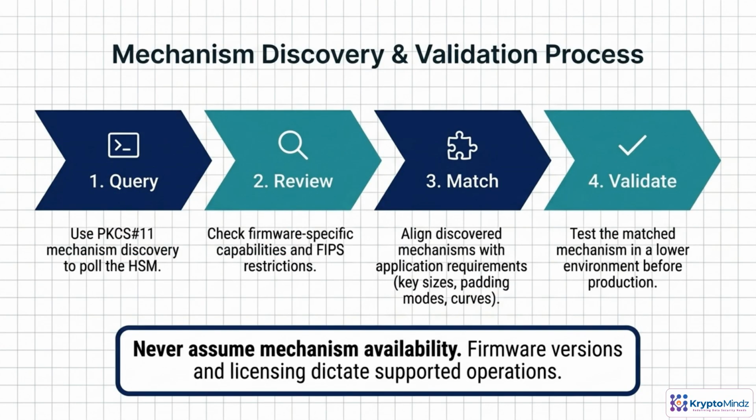Mechanism support isn't guaranteed, even across similar Luna HSMs. Start by using PKCS#11 to query which mechanisms the device actually exposes. Then interpret those results against firmware notes, FIPS mode, and any licensing constraints. Next, compare that list to what your application needs: key sizes, curves, padding, wrapping methods. Finally, enforce all of this in a test environment so missing or restricted mechanisms are caught long before production.